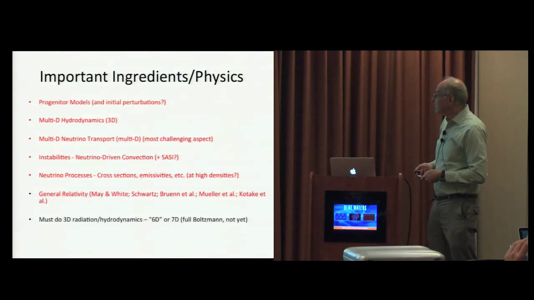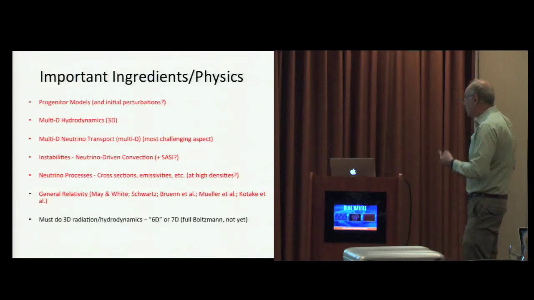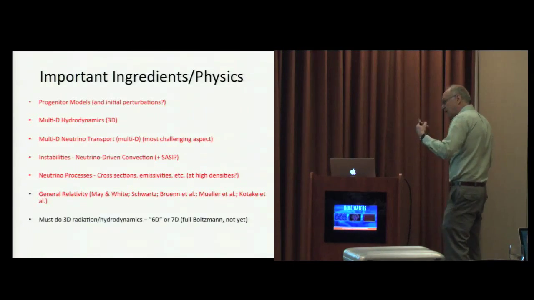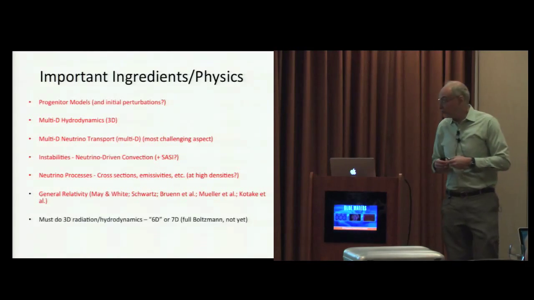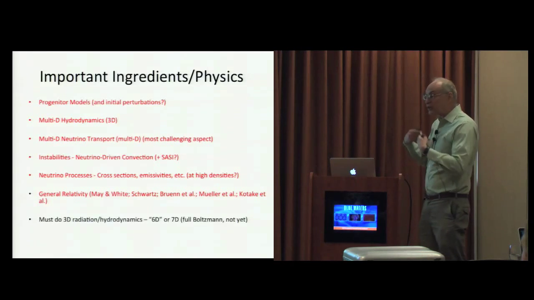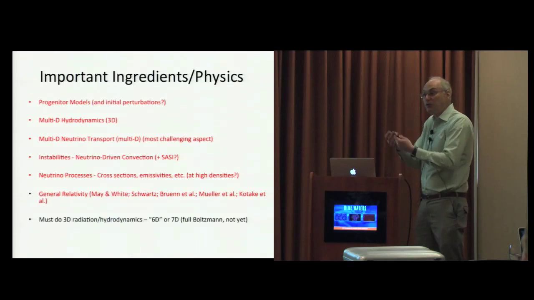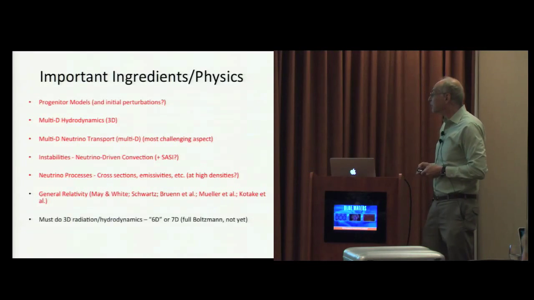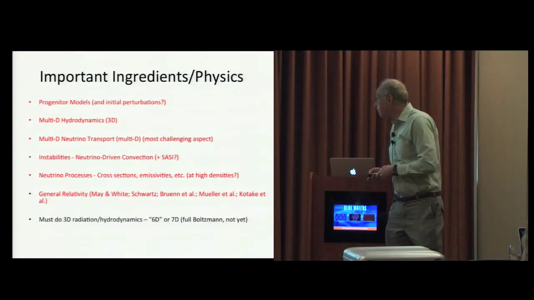There are many instabilities, and neutrino processes are very important because the transport in the interior here is not of photons, it's of neutrinos. General relativity probably plays an important role. What I'm going to show you are attempts that don't include general relativity. You'll hear a little bit more about that later in Christian's talk.